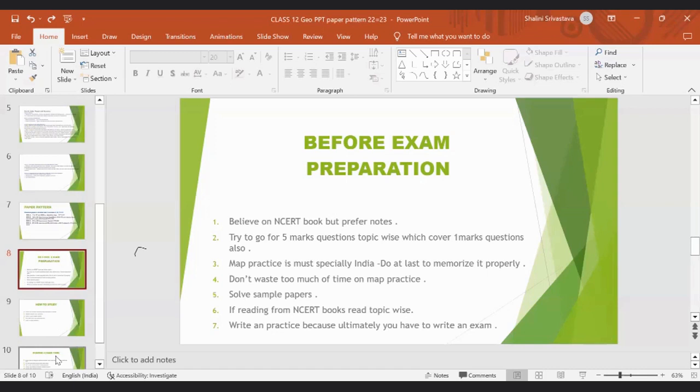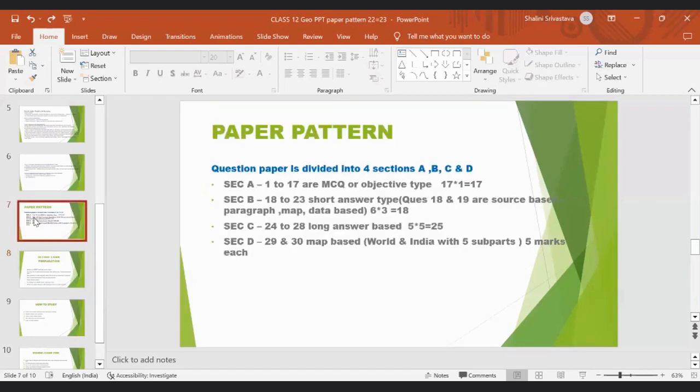So keep writing. Now, next we are going to see the paper pattern. What will be the paper pattern? See, the question paper is divided into 4 sections: A, B, C, and D. Section A will be questions 1 to 17, which are MCQ or objective type. Section B will be 18 to 23, which is short answer type.